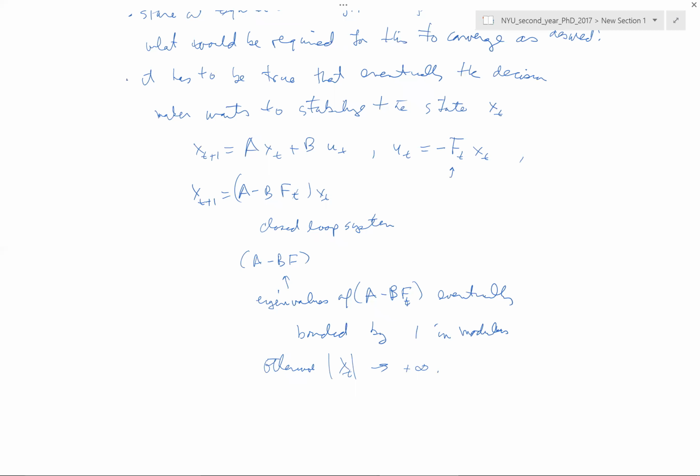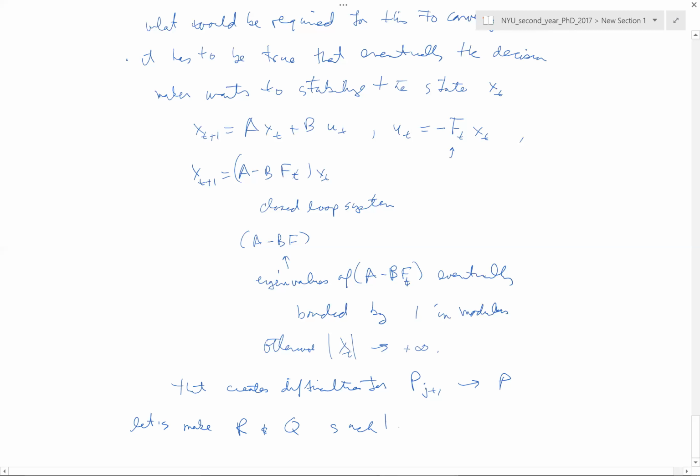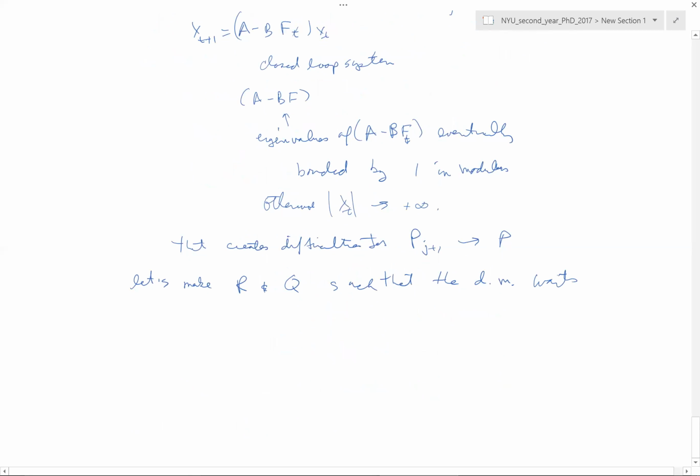But that might be a problem. If that happens, that creates difficulties for P_{j+1} to converge to P. This is their logic from staring at that equation. So then what they said is, let's make R and Q such that we know in advance the decision maker wants to drive x_t toward something finite, maybe 0.